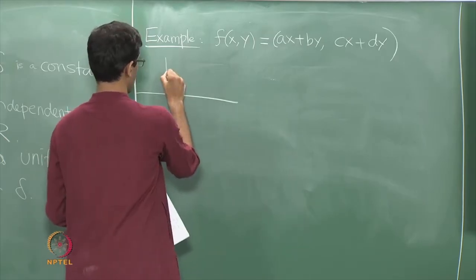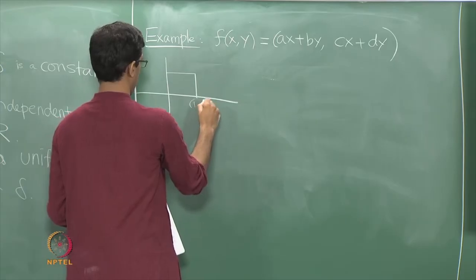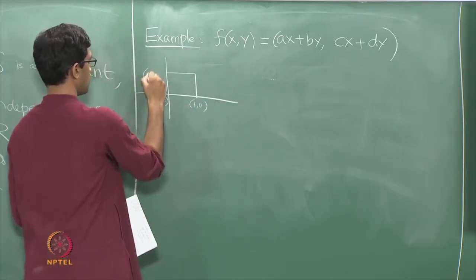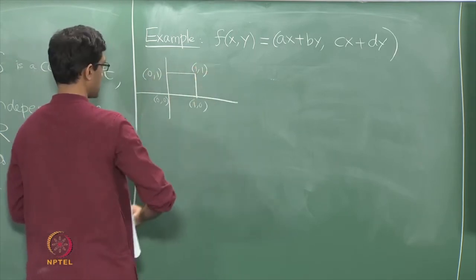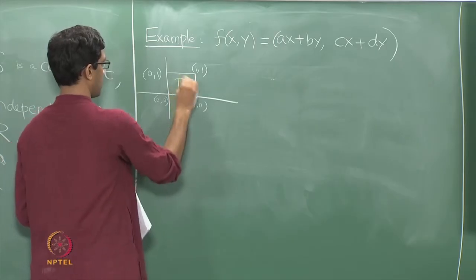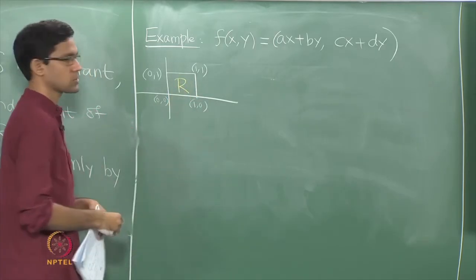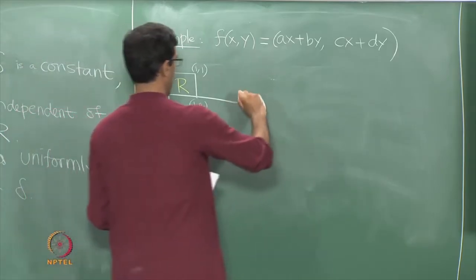So, in order to do this, let us take a simple figure R, let us just take the unit square. So, I will take the origin, 1 0, 0 1, 1 1. Think of this as being my region R. So, R of course has area 1 in this case, it is just a square of side 1. And I want to apply this function f to it.